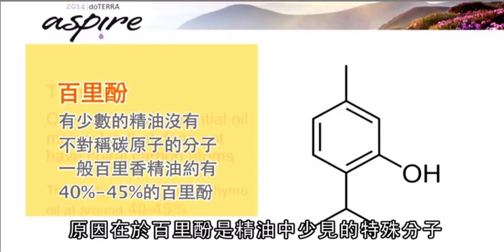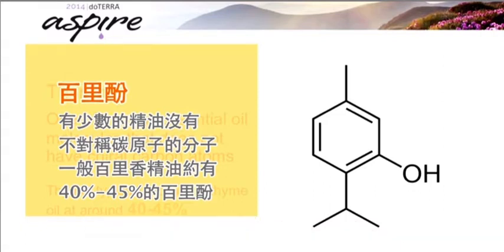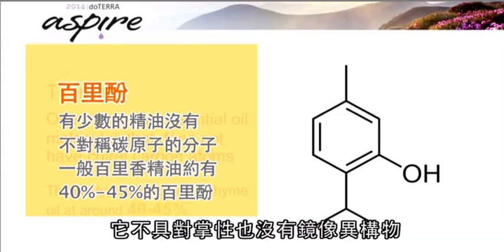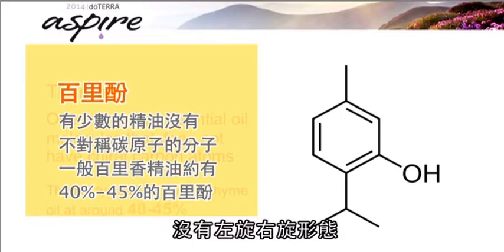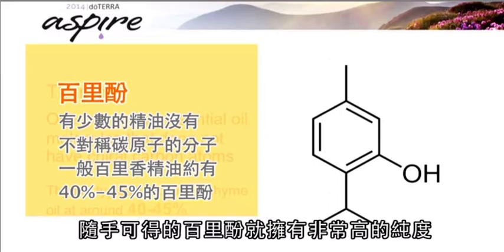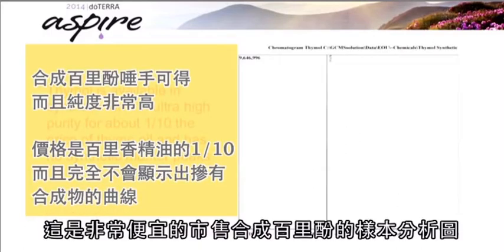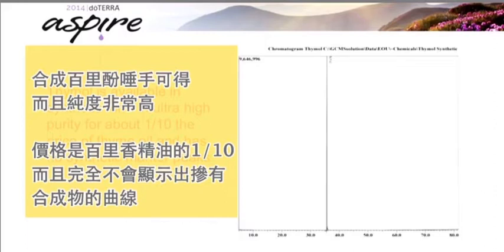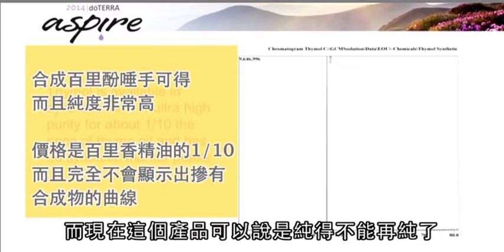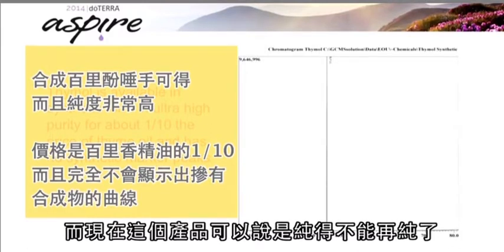thymol is one of the few molecules that is found in essential oils that has no chirality, has no enantiomer. So it doesn't matter if it's made from a synthetic source or a natural source, there's only one thymol, there's no L and D form. And it's available in very high purity. This is a GC of a commercial sample of a very cheap synthetic thymol. And you see it's just one peak. I mean, we searched the baseline, and this product is as pure as you can get.